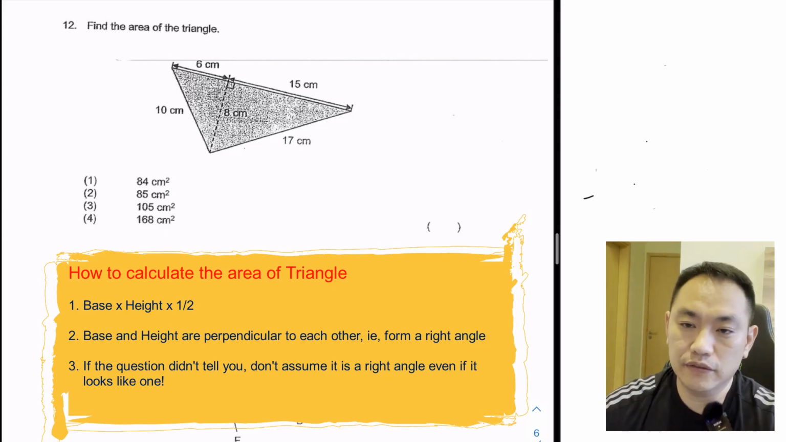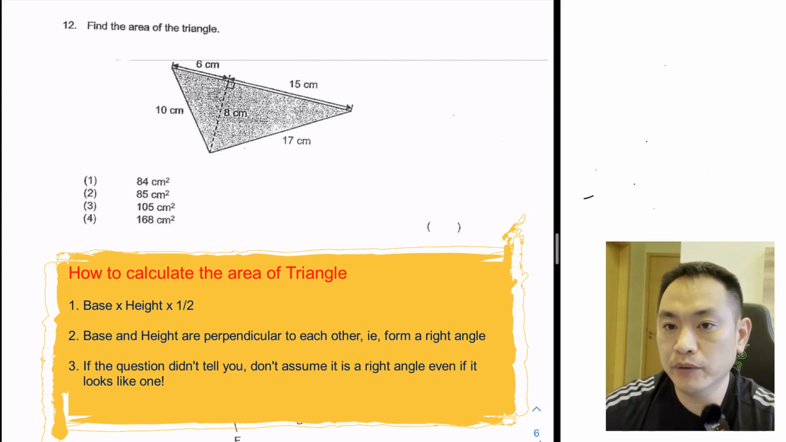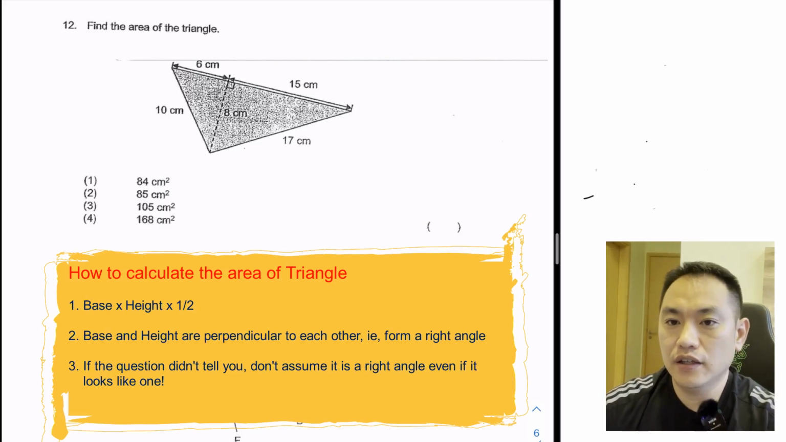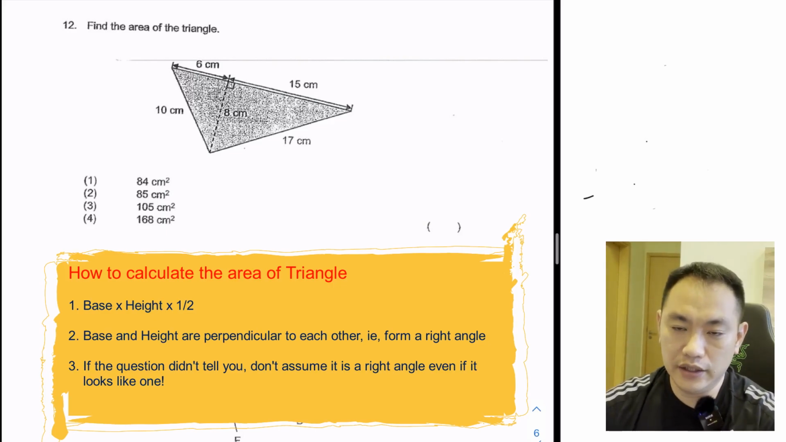So normally how do you determine the height? There are two principles for the height. One is the height and the base will be perpendicular to each other, which means they will form a 90 degrees. And then the second thing is the height is the distance from the third vertex, which is the third point of the triangle. You draw a line and it will form a 90 degree versus the base.